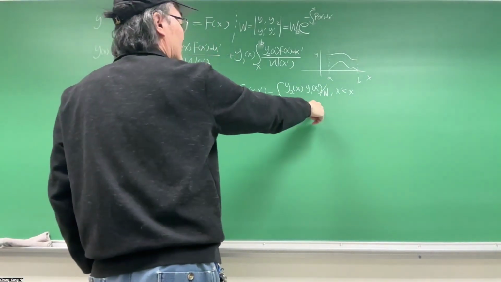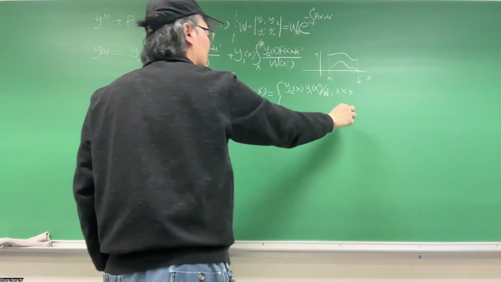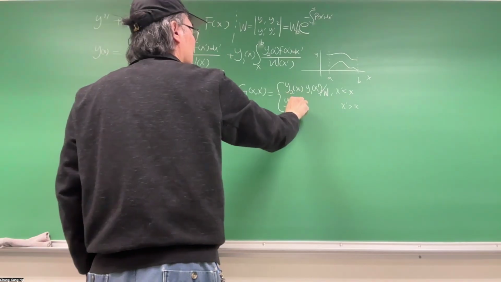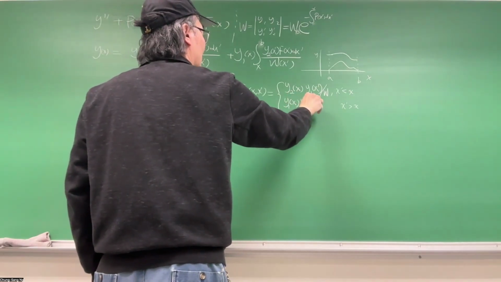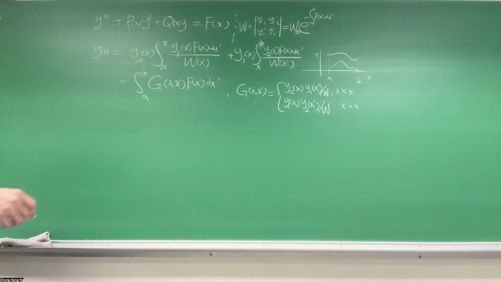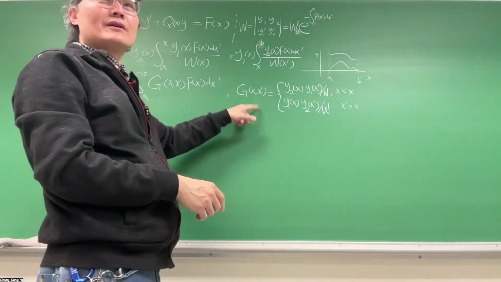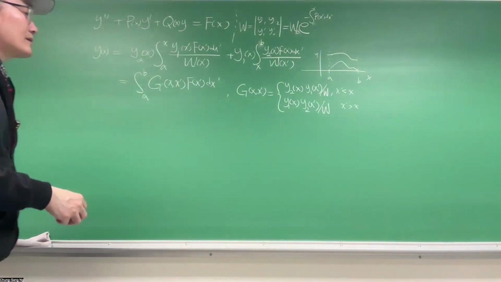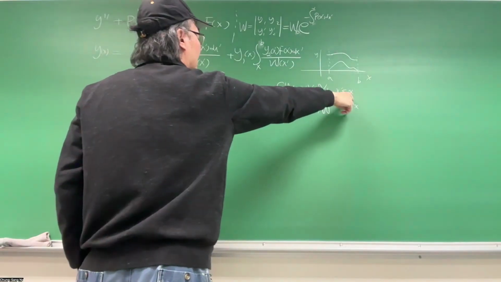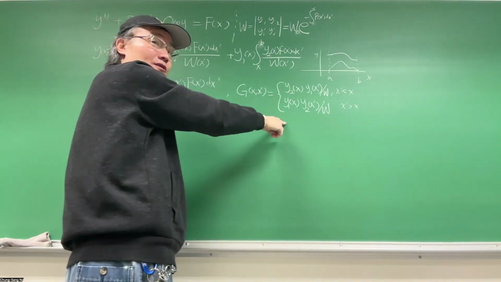And then the other way around, x prime is integrated from x to b, so x prime is greater than x. We have y1 x, y2 x prime, and divided by w. Is that okay? So can you see that this one is the same as this one, right? So you just write it like that, and you can see that when x prime equals x, the two will be the same, right? Because if x prime is x, both terms are the same.